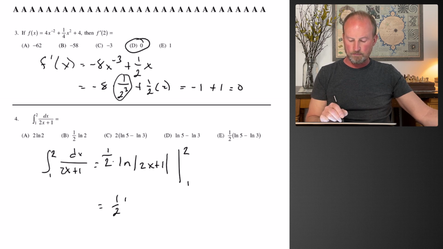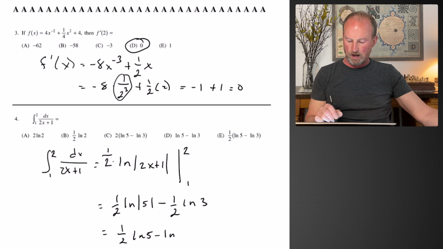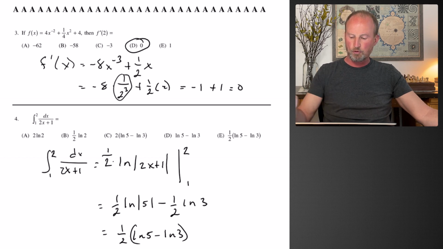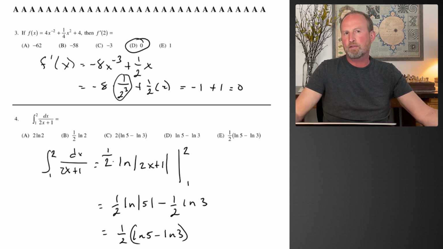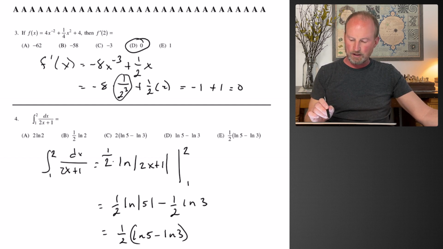Leave the 1/2 alone. Plug the 2 into my expression, I get 4 plus 1, which is 5. Minus, leave the 1/2, plug the 1 in, I get 2 plus 1 is 3. So we get the natural log of 5 minus the natural log of 3. Looking at my options, it looks like letter E if I factor out a 1/2. And that's going to happen quite often, where what you write isn't exactly the way they have it written in the multiple choice, and you just have to find the answer. Do a little manipulating, a little rearranging, and it looks like question 4 is E.